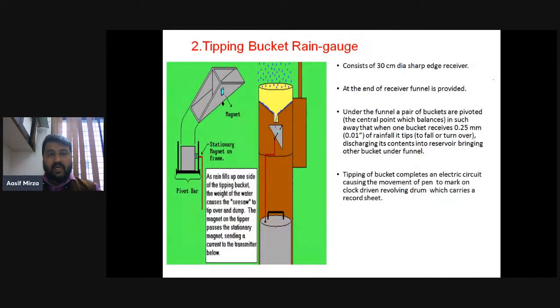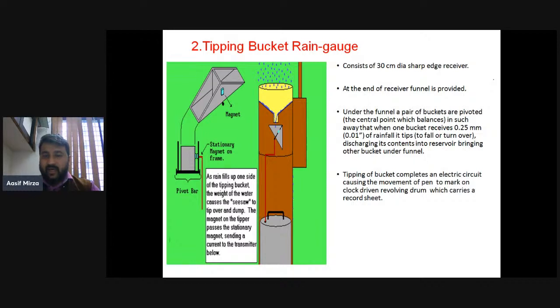Now, this is another type of automatic rain gauge, the tipping bucket rain gauge, which consists of a 30 centimeter diameter sharp edge receiver, and at the end of the receiver a funnel is provided. Under the funnel, a pair of buckets are pivoted at the central point, balanced in such a way that when one bucket receives 0.25 mm, that is 0.01 inches, of rainfall, it tips or turns over, discharging its contents into a reservoir, bringing the other bucket under the funnel.